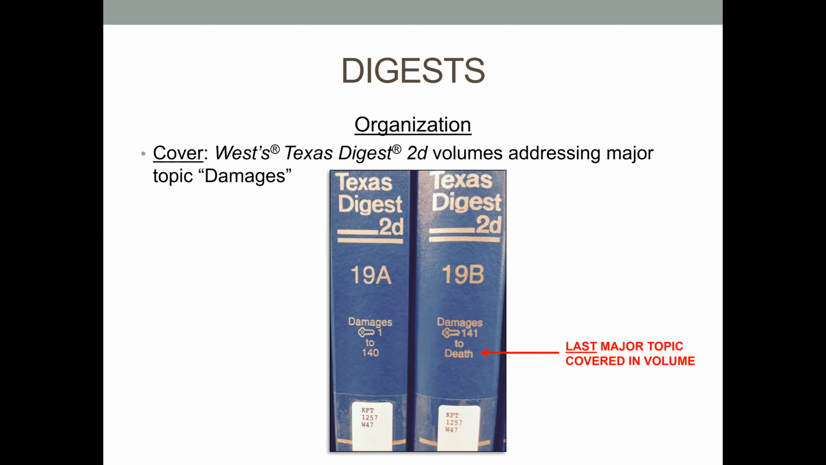And so if you see more than one major topic listed on a spine, the first one is the major topic with which that volume begins, and the other major topic listed on the spine is the topic with which that particular volume ends. So this second volume in the picture begins with the topic damages, and it goes all the way to the topic death, which is the last topic addressed in that particular volume.